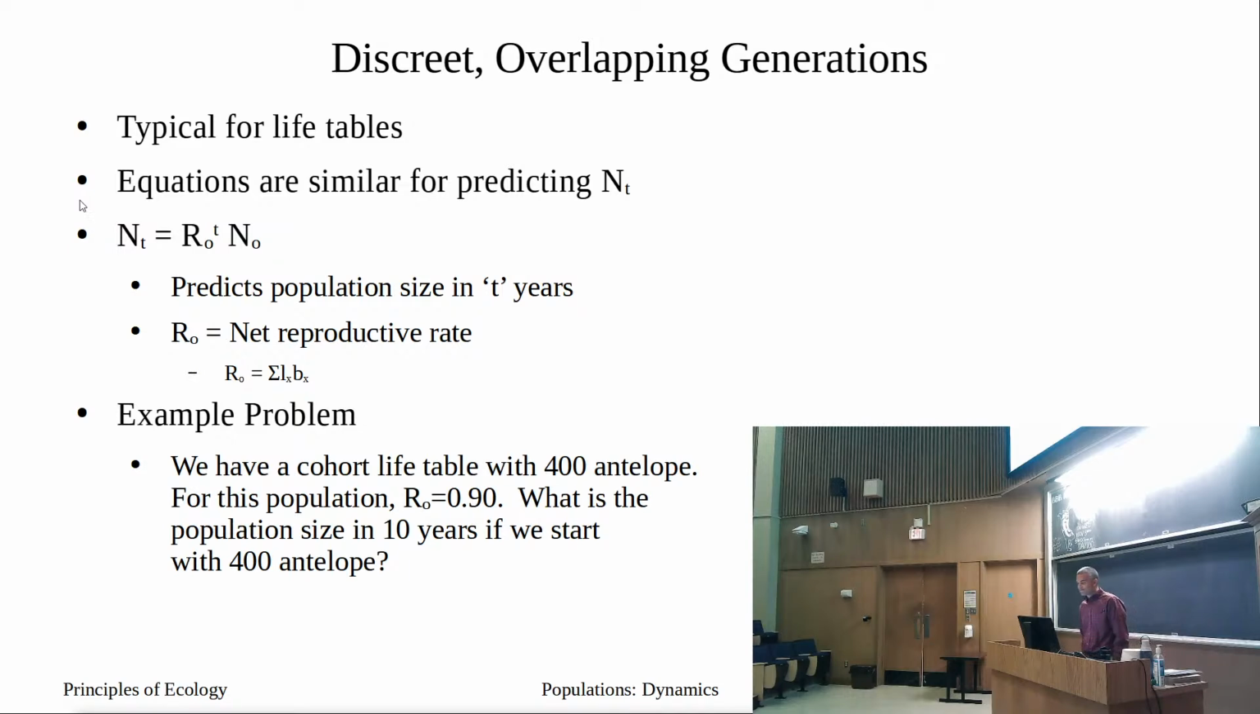A similar equation is this one. This allows overlapping generations, but we've set up discrete cohorts. So we've set up time periods, perhaps for life tables, or we have organisms that reproduce all within a short period of time. What's R? Oh, heck, that's on the slide. It's our net reproductive rate, R naught. Same type of equation. If we were going to predict population size in the future, we have to know our starting population size, we have to know that net reproductive rate, and we have to know how far into the future we are going to predict.